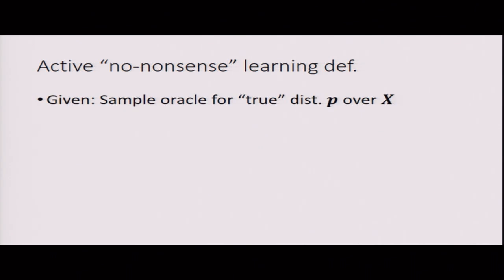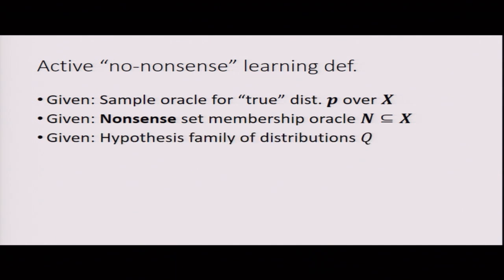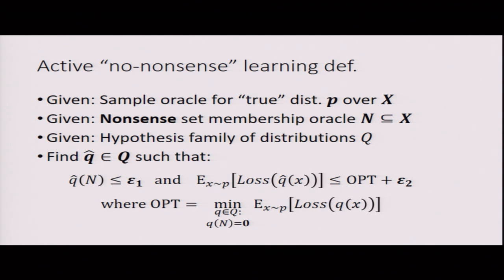Okay, so what is the model? We assume we have polynomially as many samples as we want from real data, from the distribution over X. And then we have an oracle to the nonsense set. So we can ask, is this sensible or is this nonsense? I'll talk about that in a minute. And then we're given some family of distributions, Q.